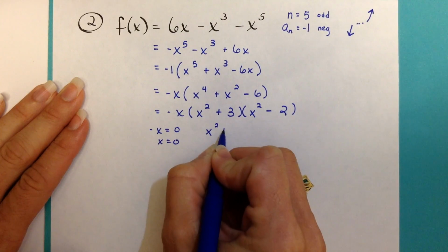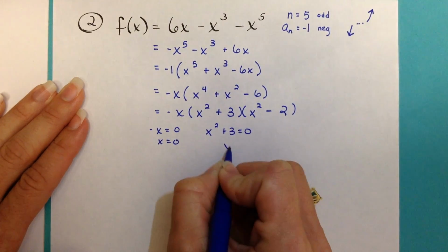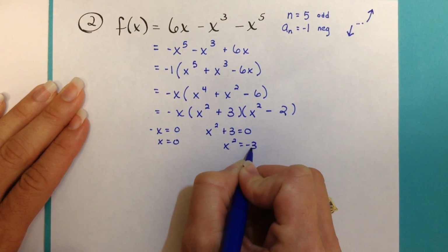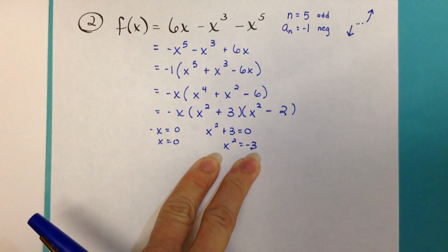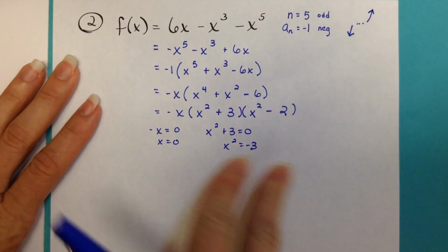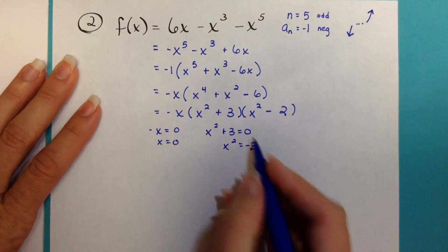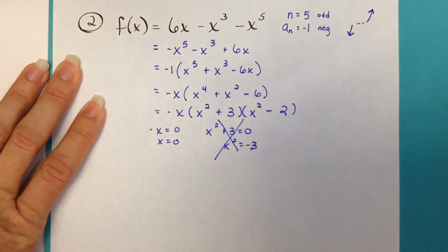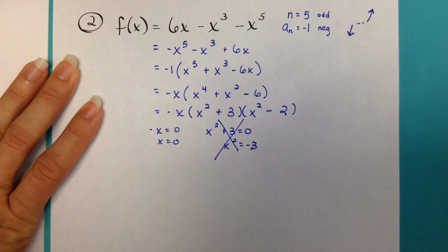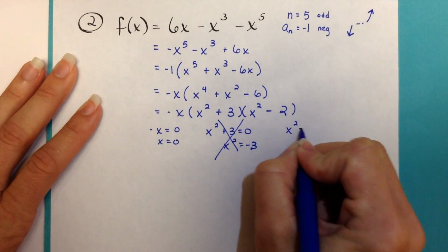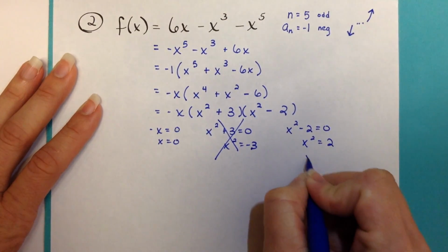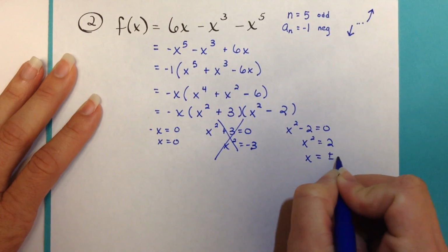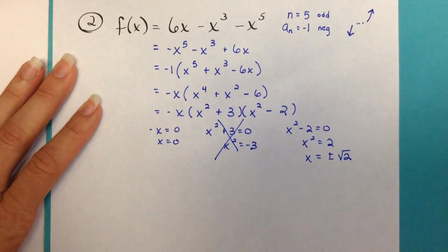Now when you do x squared plus 3 equals 0, and you have x squared is equal to -3, you're going to take square root of both sides, and you're going to end up with a negative value, or square root of a negative, which is imaginary. So you just throw that out since we're graphing. X squared minus 2 equals 0, so that would be x squared is equal to 2, so x would be equal to plus or minus square root 2.